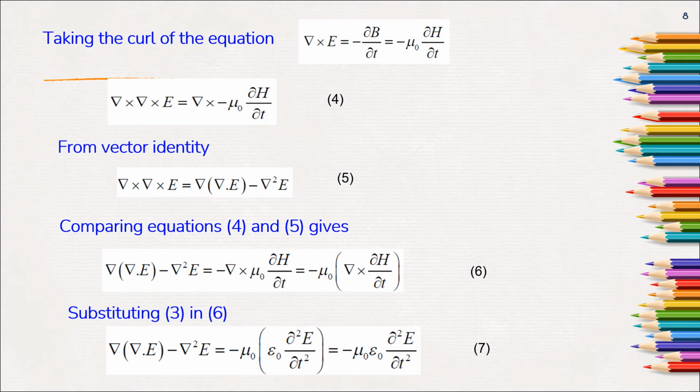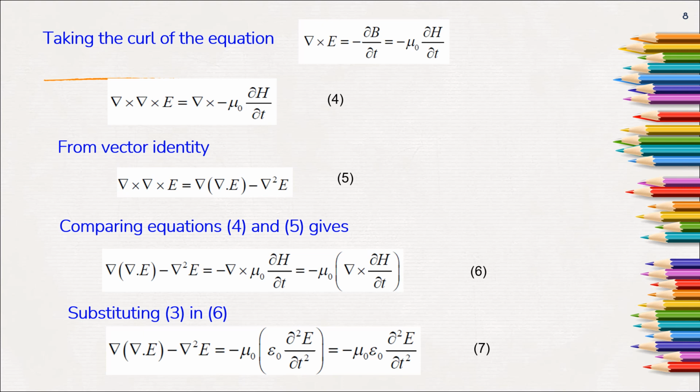Now taking the curl of the equation, right? Now when I take curl of the equation, that is take this second equation, del cross E is equal to minus dou B by dou T, which is equal to minus mu naught into dou H by dou T. When I take curl of this equation, del cross E is equal to del cross of minus mu naught into dou H by dou T.